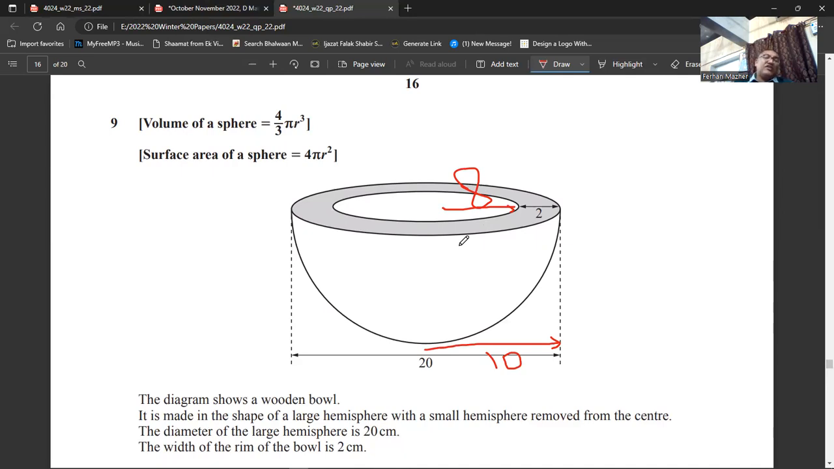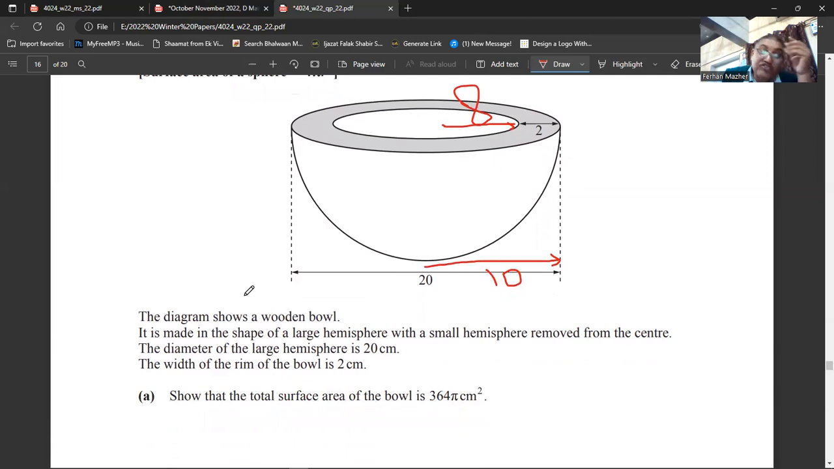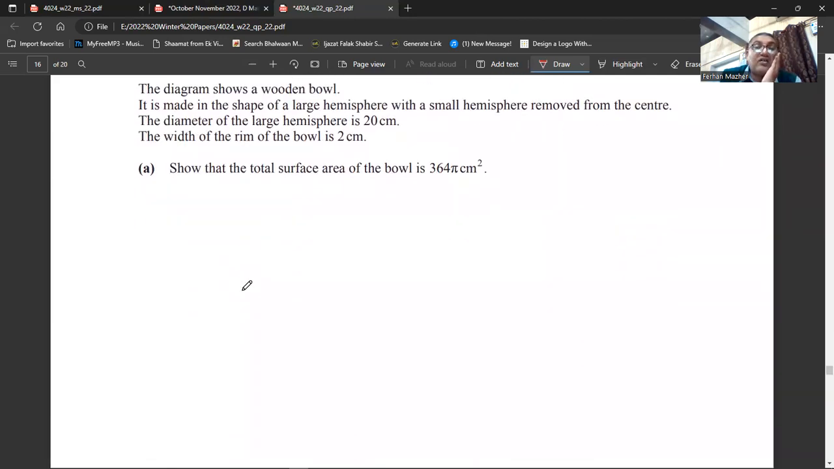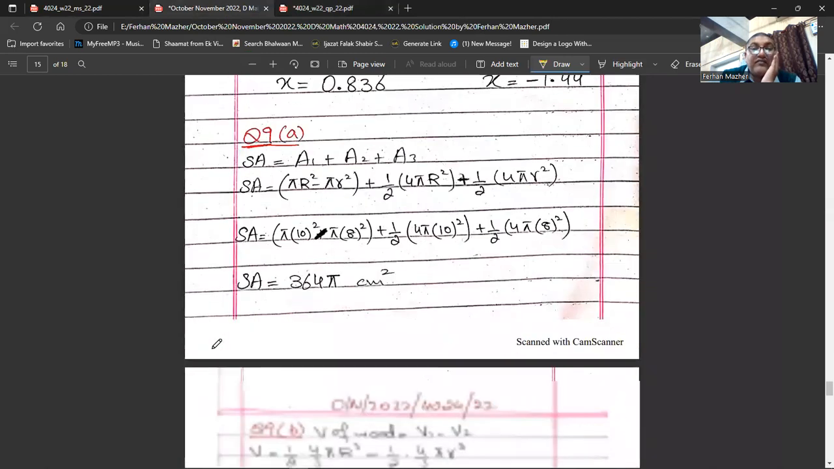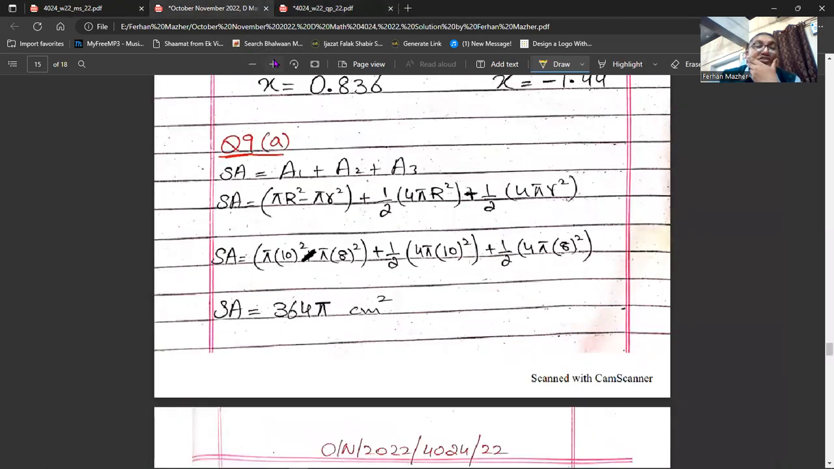Okay, now the question is the surface area. The surface area is, remember, the inner curved surface area, the outer curved surface area, and this rim, this ring, which is the flat edge of this bowl, which is 2 centimeters thick. So we have to show this, and the surface area is this. Okay, so here is my solution.